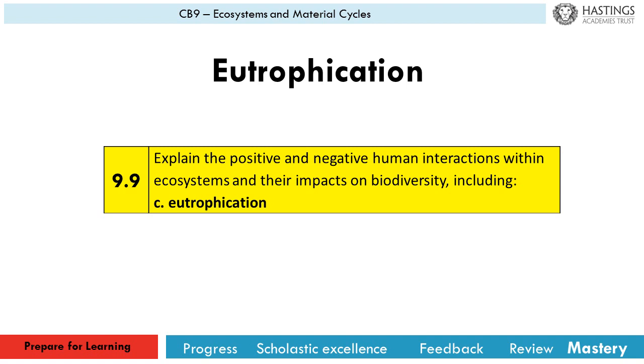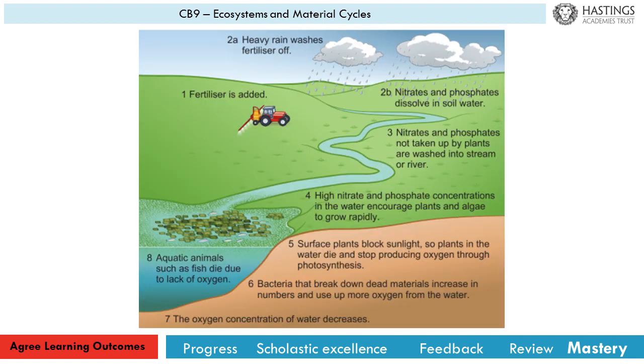This micro lesson is on eutrophication and the effects and impacts eutrophication has on the environment and on biodiversity. To start with, let's quickly go over the process of eutrophication because this lends itself to a 6-mark question in the exams. So to start with, eutrophication happens because of humans.